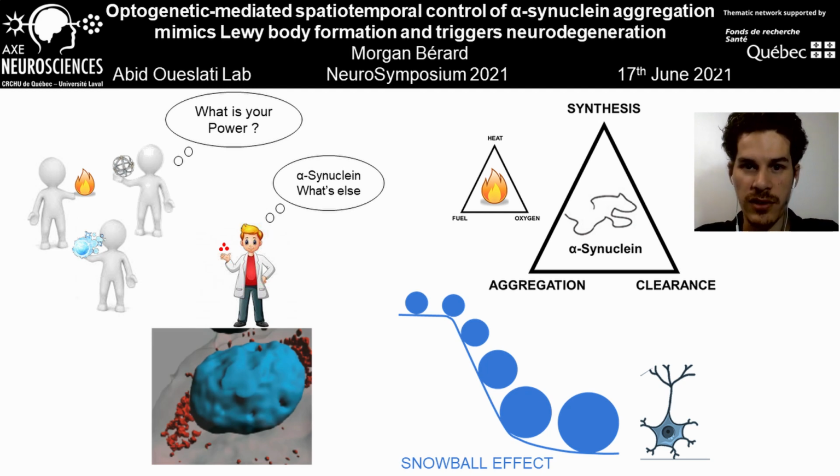For my PhD project, I am more focused on the aggregation process. This process is like a snowball effect. There is a little snowball at the top of the mountain, which represents the first pathological seed of alpha-synuclein. When it descends the slope, the ball accumulates more snow, so more alpha-synuclein, getting bigger and impacting the nerve cells.